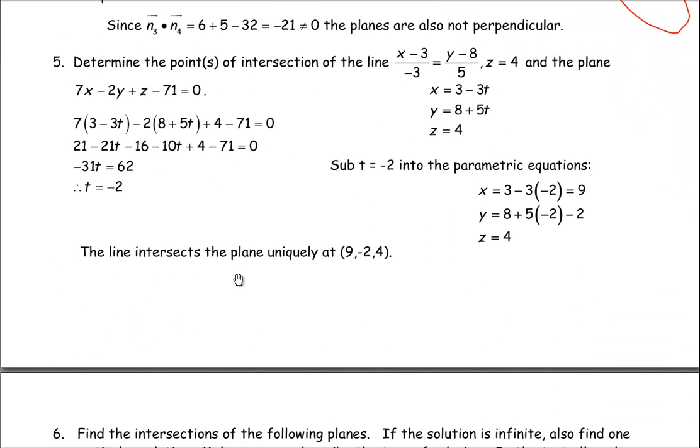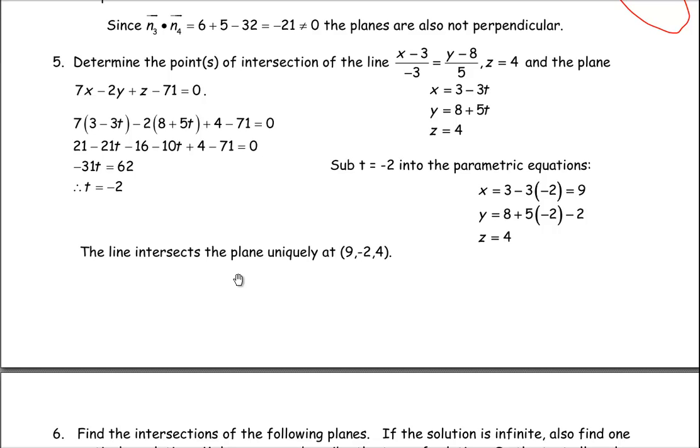For question number 5, it says determine the points of intersection of this line and this plane. To find the points of intersection, put your line in parametric form. That's just one of the ways to do it. So the parametric equations of this line would be 3 minus 3t for x. Remember, it's x or y or z minus the number, in this case the coordinate of the point on the line. Y would equal 8 plus 5t, and z equals 4. So that's actually the parametric equation right there, so z equals 4.